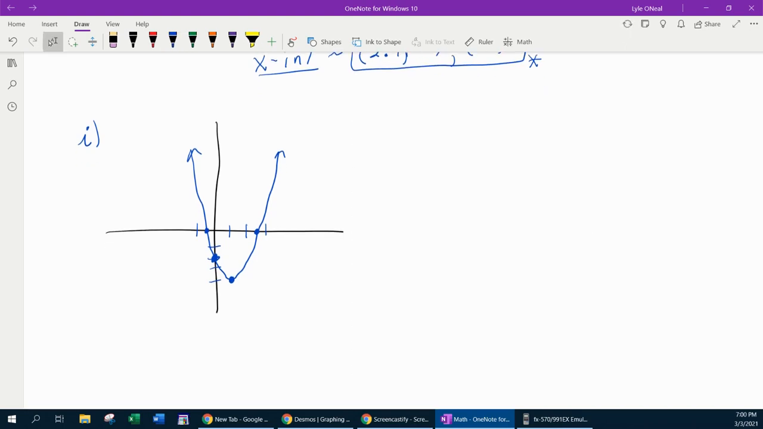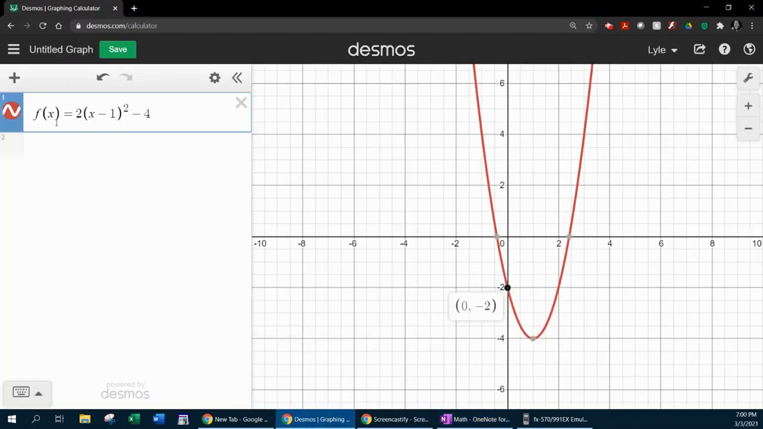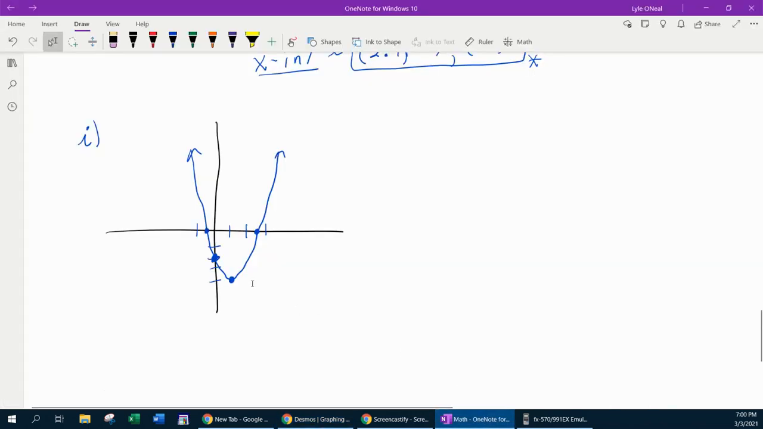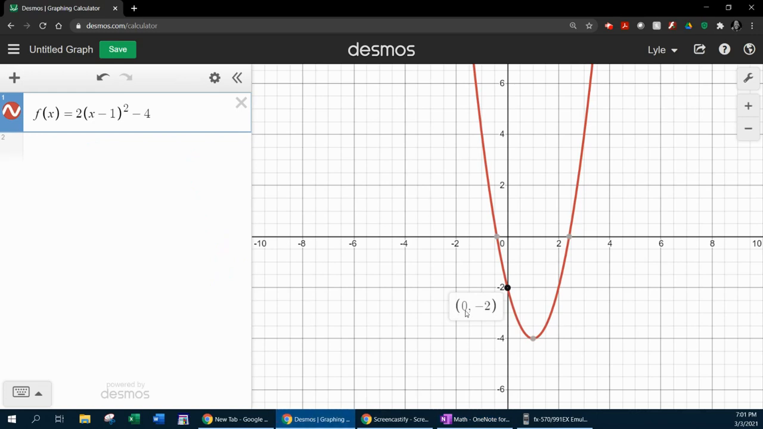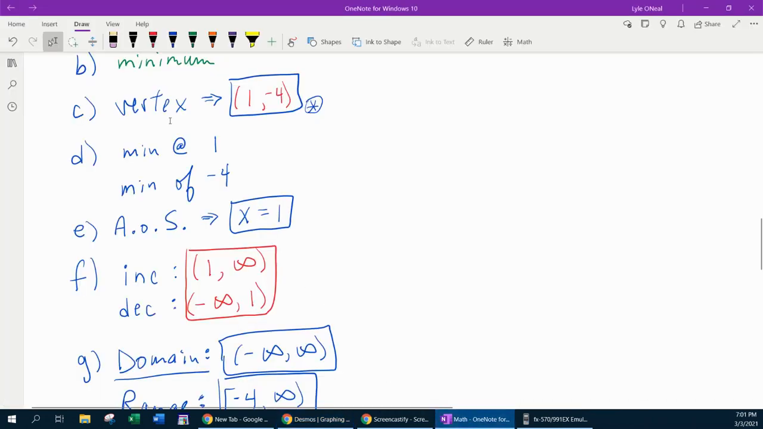Another way you can check is with Desmos. So what we're going to do in Desmos is we're going to input our function, and then you're going to look at the graph and see if it corresponds to what you drew, which ours is looking pretty good. Notice we have the y-intercept 0, -2 verified. Yeah, and so the vertex 1, -4, bam, is verified.